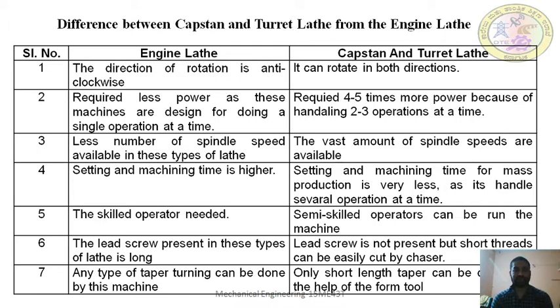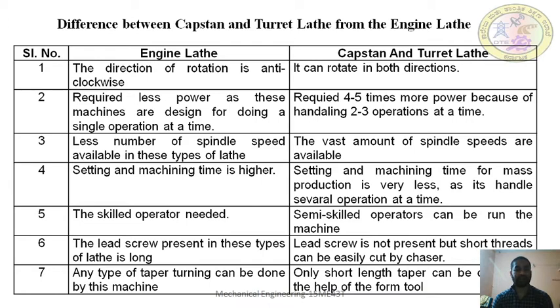A lead screw is present in the engine lathe, for performing the thread cutting operation. The lead screw is not present in capstan and turret lathe, but short threads can be easily cut by a chaser. So there is a different tool known as a chaser which can perform the thread cutting operation. There is no lead screw in the case of capstan and turret lathe. As you know, the lead screw is mainly used for performing thread cutting operation in the engine lathe.